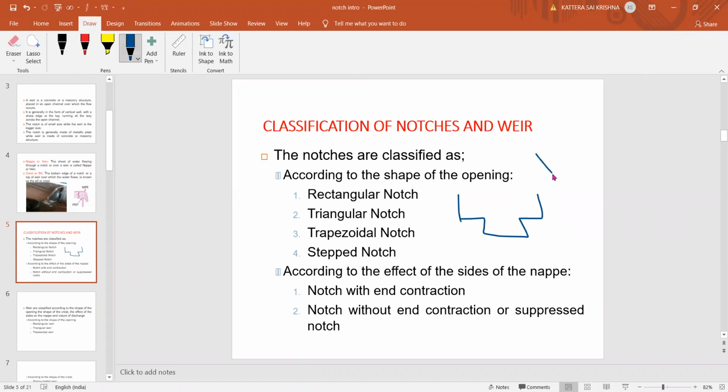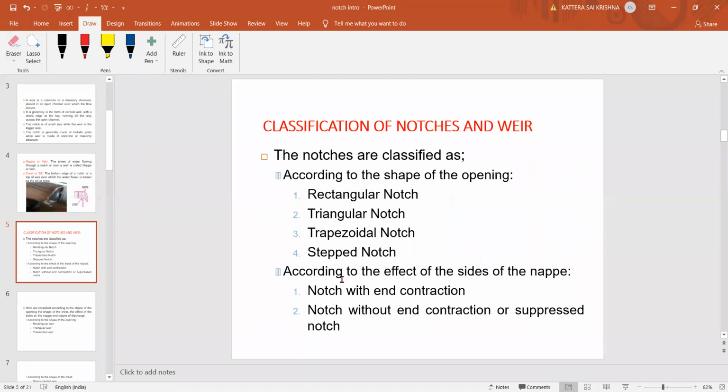If you have a V notch, the opening will be like a V. This will be the notch position. This is a V notch. If it is a rectangular notch, the gap will be like this, a rectangle. If it is a stepped one, it will be like this. Okay, this is called your stepped notch. Trapezoidal means a trapezoidal shape will be there. Okay.